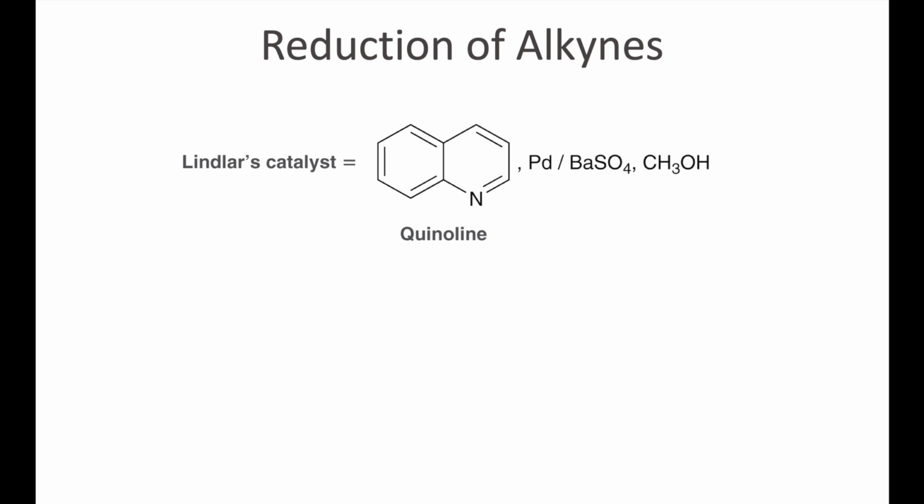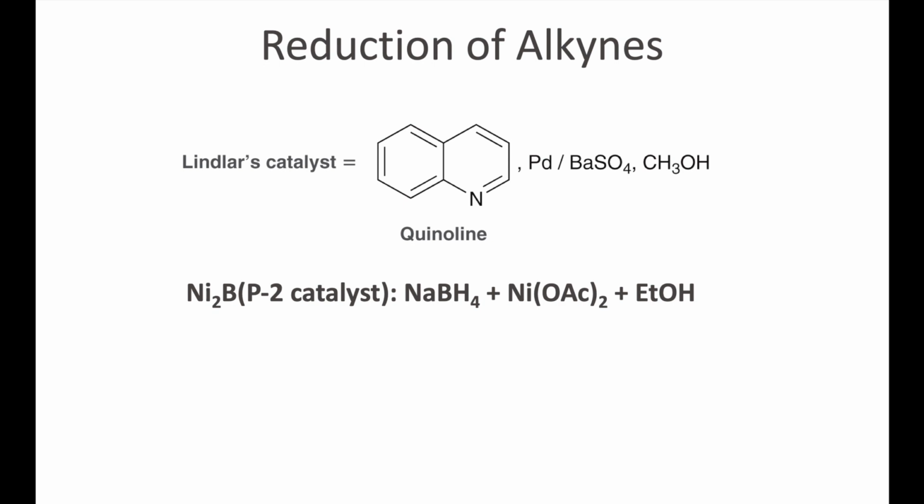In most cases, you will see it written as Lindlar's catalyst. The second one is known as a P2 catalyst, or written as nickel 2 boron, even though the subscript in actuality is nickel 2.5 to every 1 boron, but we will live with Ni2B for now. That's when you add sodium borohydride to nickel acetate and ethanol. Both of these are considered poisoned catalysts that will stop at the cis alkene.